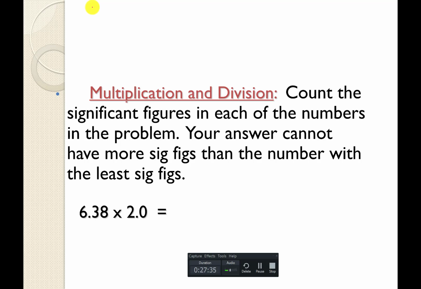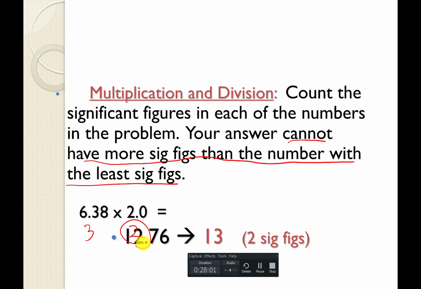Okay, so we have a problem here. We count our significant figures. In the first number, we have 3 significant figures. In the second number, we have 2 significant figures. So based on these instructions, our answer cannot have more significant figures than the number with the least significant figures. Okay, so our answer can only have 2 significant figures.